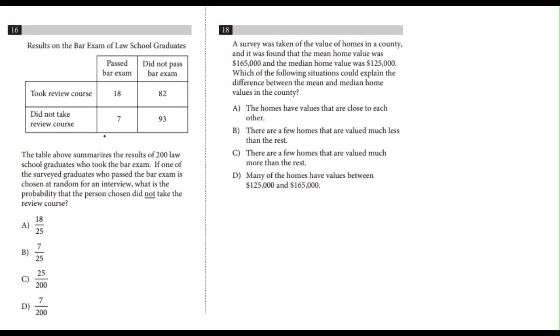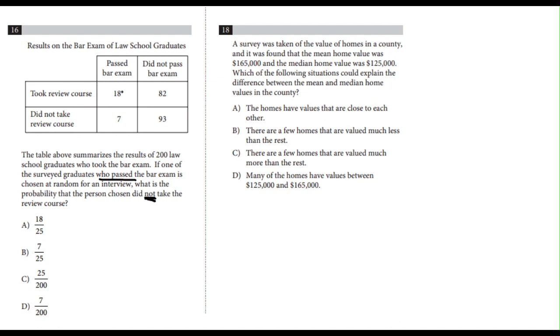Number 16, the table above summarizes the results of 200 law student graduates who took the bar exam. If one of the surveyed graduates who passed the bar exam is chosen at random for an interview, what is the probability that the person chosen did not take the review course? So going back to this last sentence, if one of the surveyed graduates who passed the bar exam is chosen at random for an interview, what is the probability that the person chosen did not take the review course?